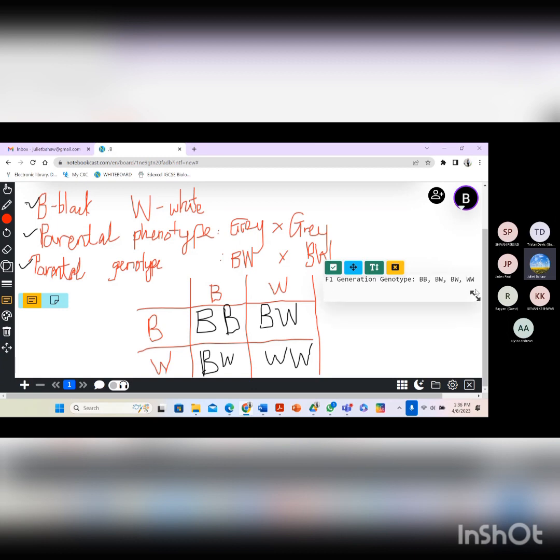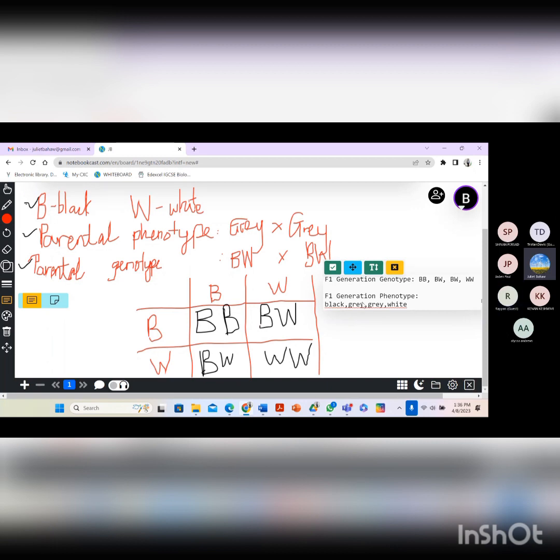Hope you all good so far. Then we have to list the phenotypes. We put first generation phenotype. I would like someone to tell me the colors and let it match up with these symbols. So what is BB? What color will that express? Black. BW, gray. And then WW will be white. Right.